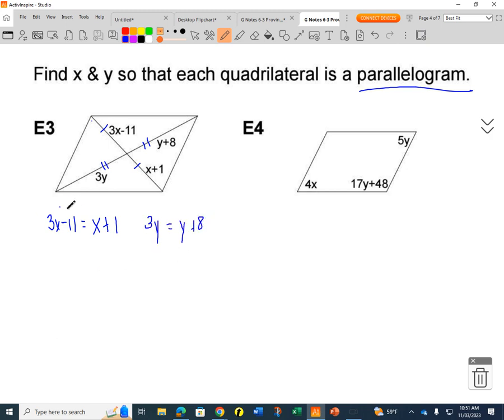So now we're going to solve for x. Did you grab your notes, Gad? Oh yes, ma'am. Okay, so we're on example 3. You should be following along with us.